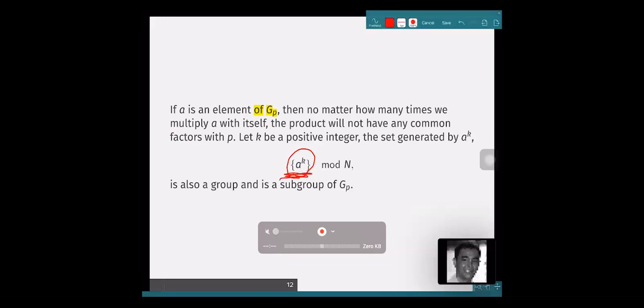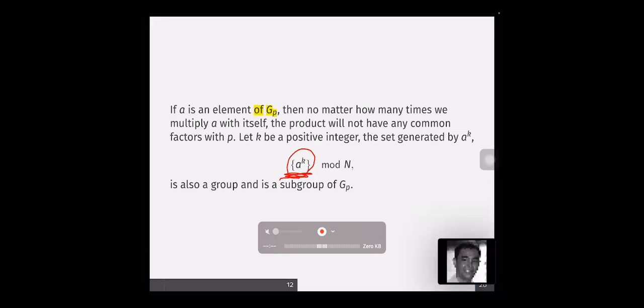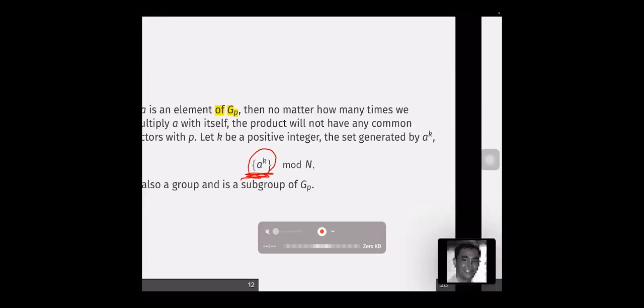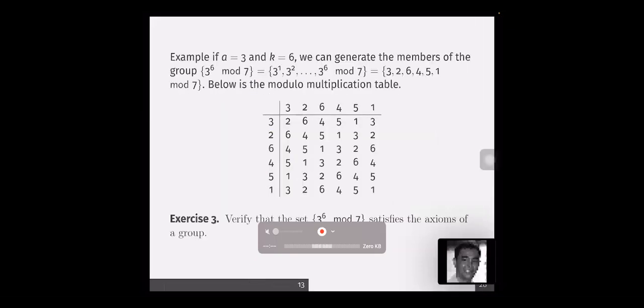anything, take any element of this set and then you multiply it with each other, the result will also be in that set. And it also satisfies the associative property. So that's why it's called a subgroup.